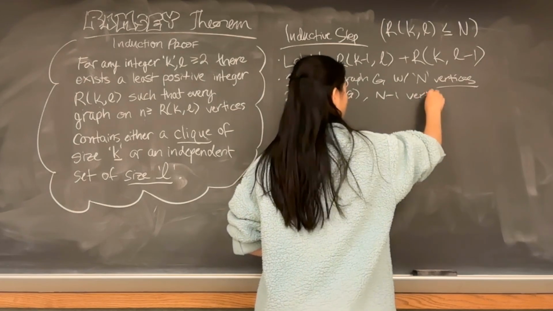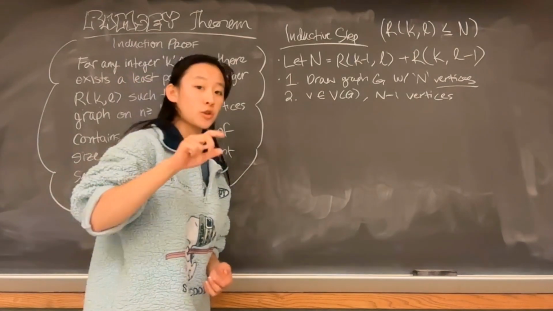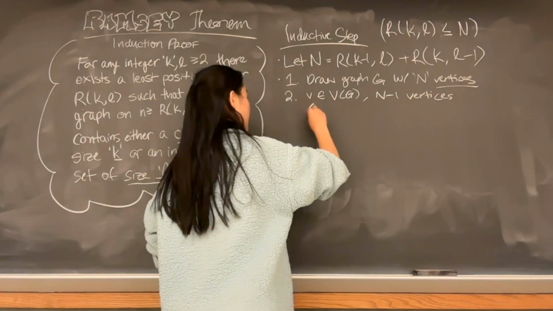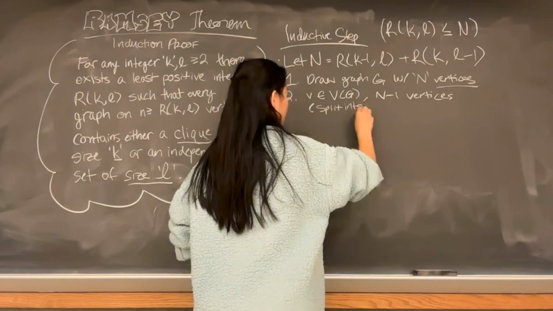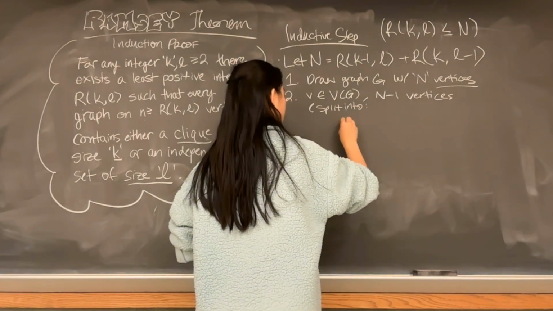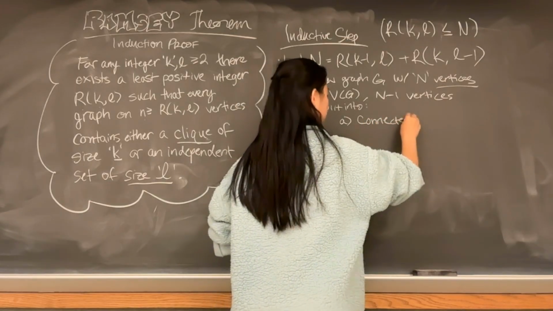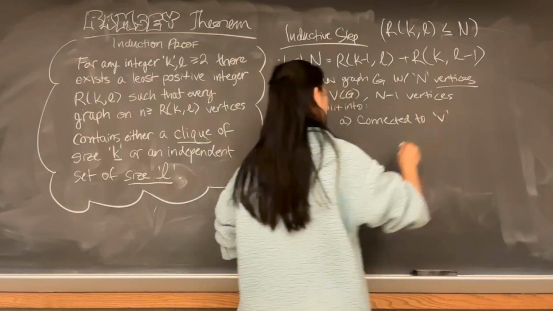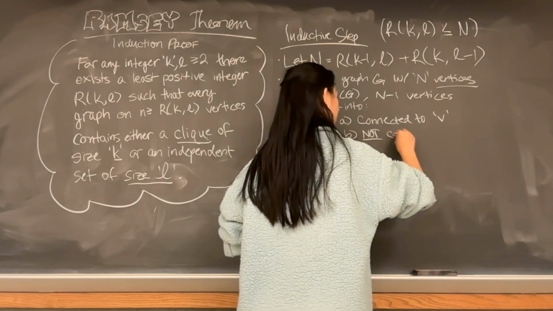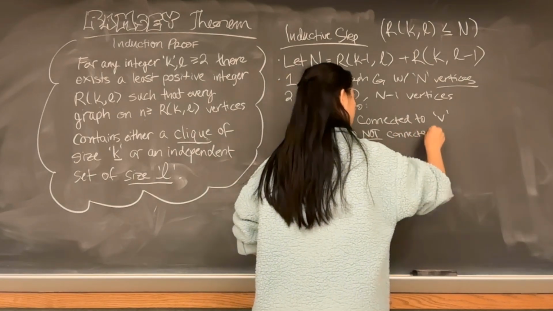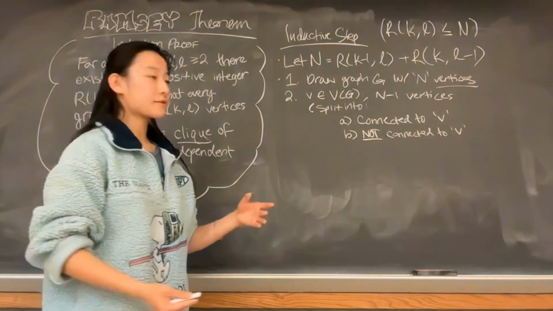And now you're probably wondering, what are we doing with these vertices? Well, we're going to be splitting them into two groups: either connected to vertex V, or not connected to V.